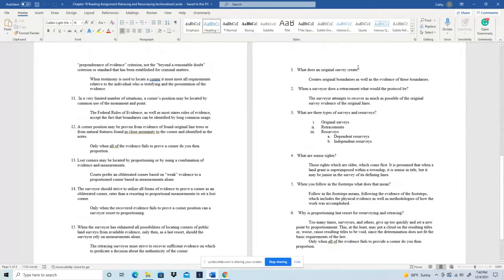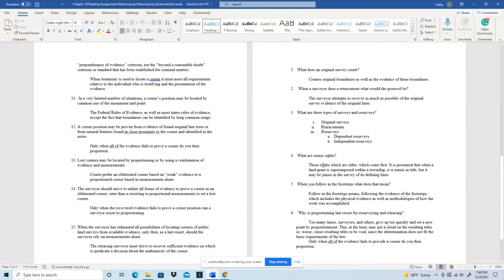What does an original survey create? We create original boundaries as well as evidence of the boundaries. Two, when a surveyor does a retracement, what would the protocol be? The surveyor attempts to recover as much as possible of the original survey evidence of the original lines. Three, what are the three different types of surveys and resurveys? Original, retracement, and resurveys, and then that could be dependent surveys and independent. What are senior rights? Those rights which are older, which came first.